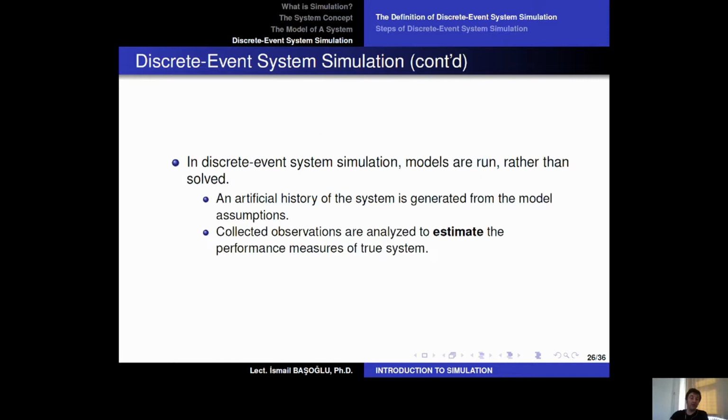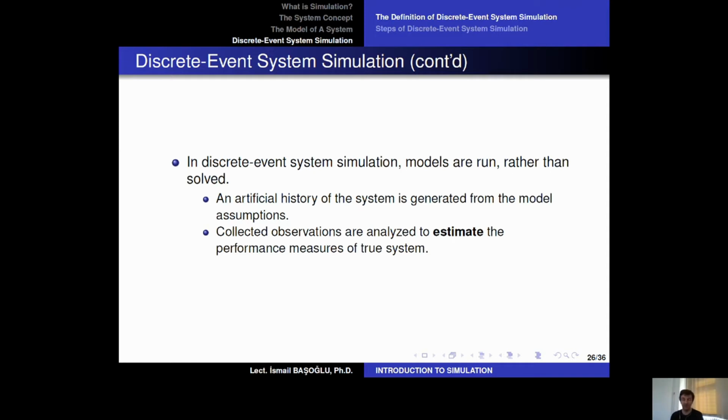We employ numerical methods. And what we say about the solution of the problem in simulation: if we create a model, we do not solve it, we run it. So if you have a linear programming model, you solve it with the simplex algorithm. But if you have a simulation model, you run it with simulation software. So the models are said to be run. We run simulation models, and the results of the simulation models are analyzed.